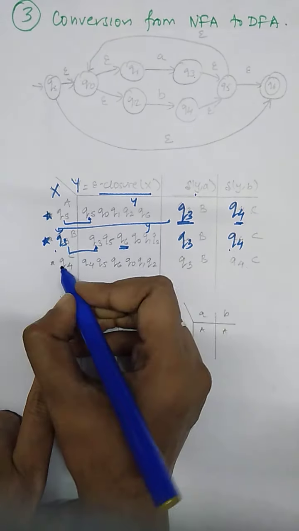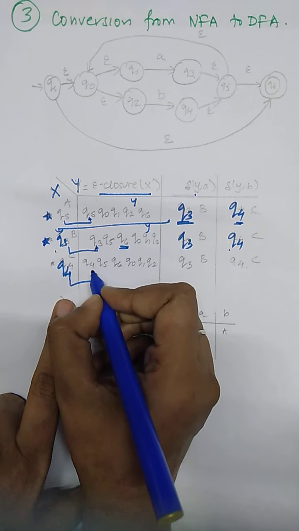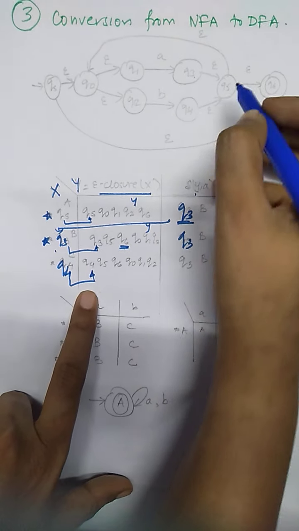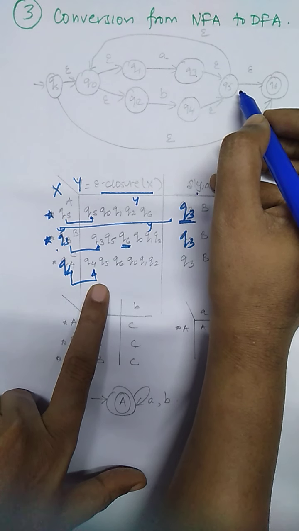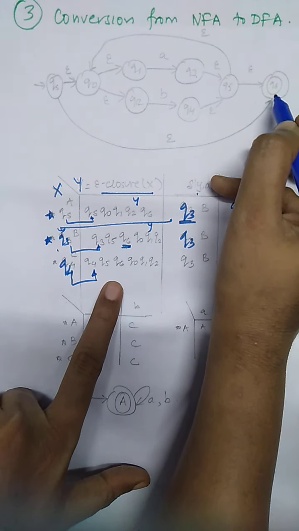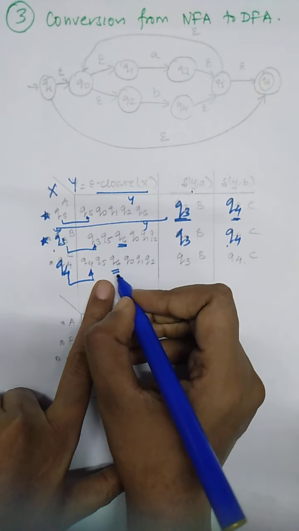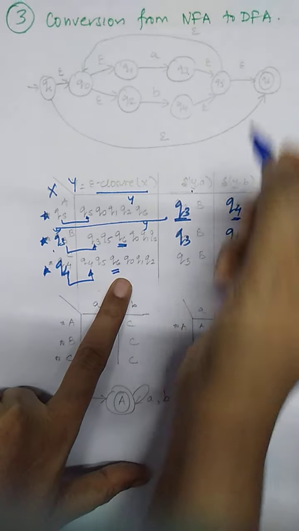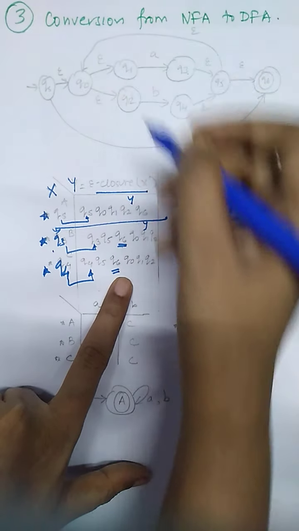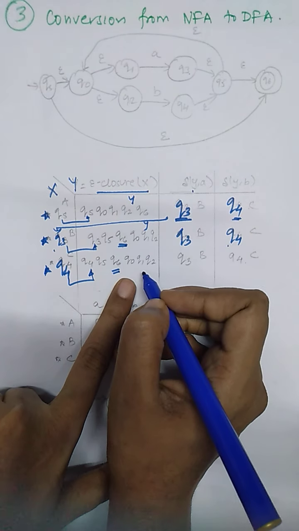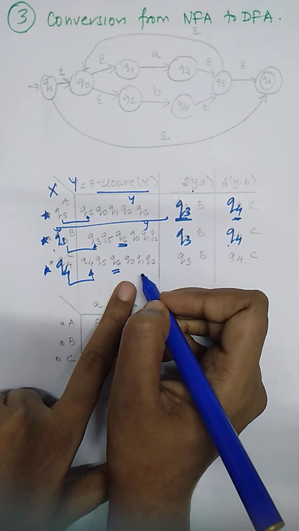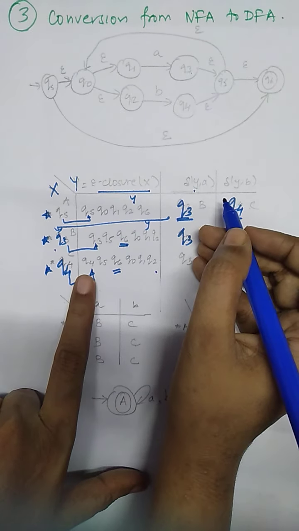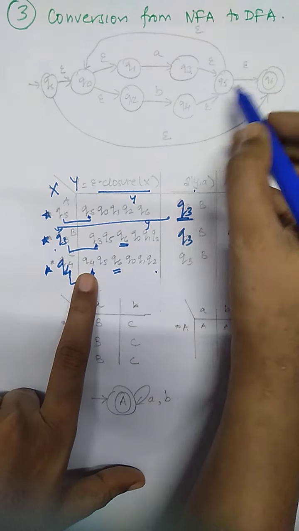The next state that we are going to consider is Q4. As a rule, Q4 will be present in the epsilon closure of Q4. From Q4 with epsilon goes to Q5. From Q5 it goes to Q6. As Q6 is a final state, Q4 will be marked as a final state. From Q5 again back to Q0. From Q0 with epsilon to Q1, and from Q0 with epsilon to Q2. This will become Y.